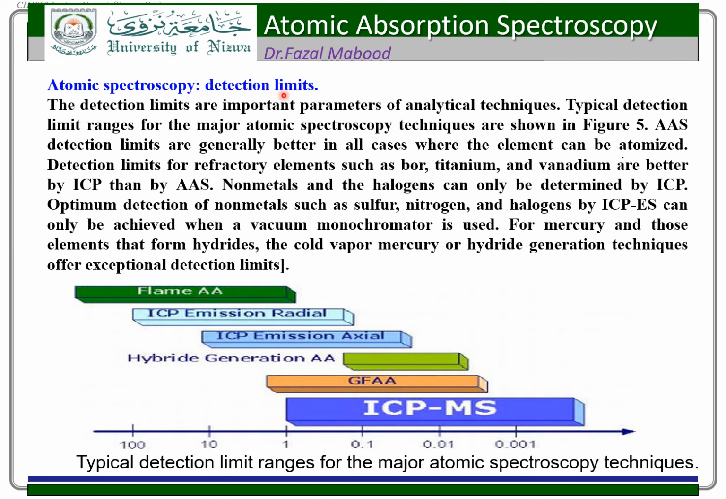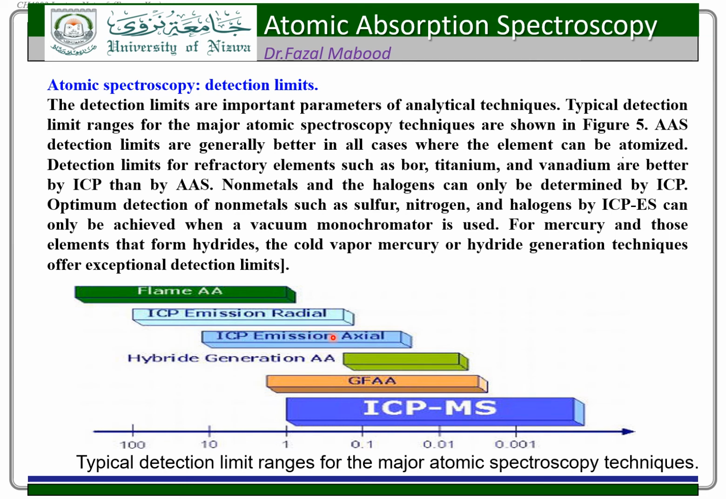Atomic spectra detection limit. Here you see the range. The detection limit of ICP-MS is very low, meaning this is a very sensitive technique. Graphite furnace atomic absorption is the second one, and here you see hydride generation atomic absorption is the least one, so it is the most sensitive one.